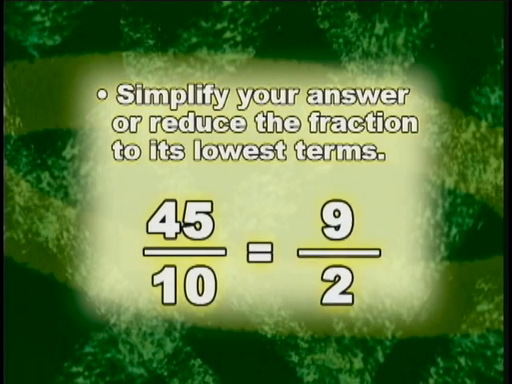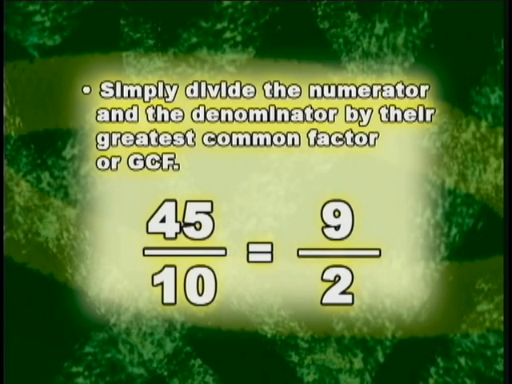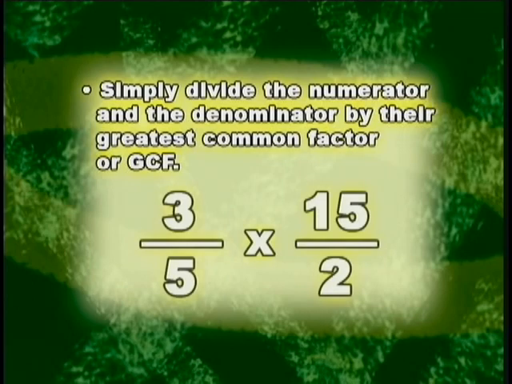Another way of multiplying fractions is through the use of the cancellation method. To do this, simply divide the numerator and the denominator by their greatest common factor, or GCF. Let's look at our equation again. Can you name the factors of each number in the fractions? Let's first look at the factors of 3 and 5.